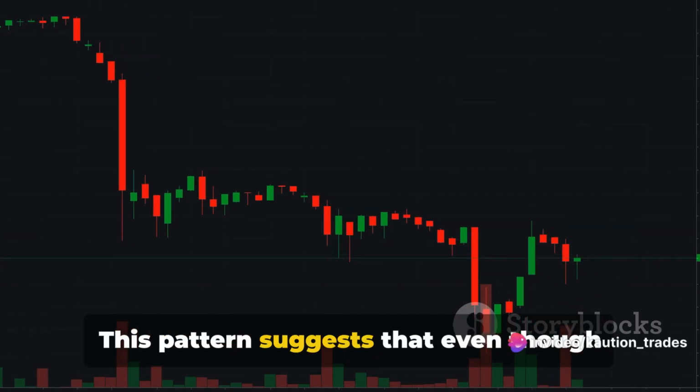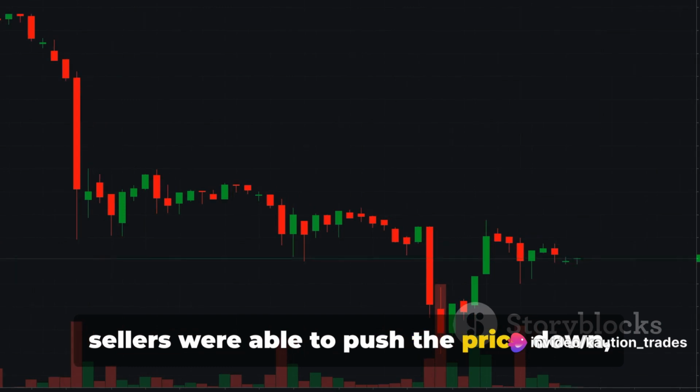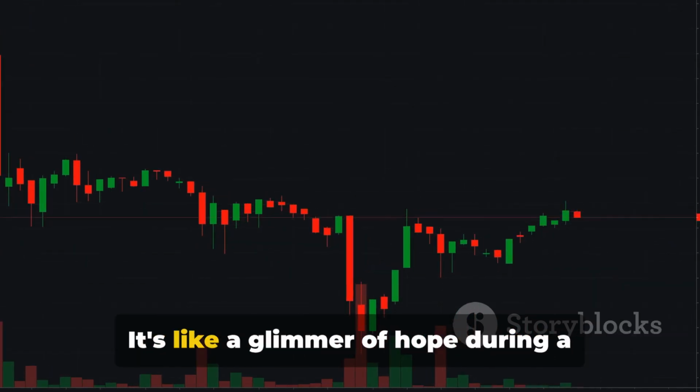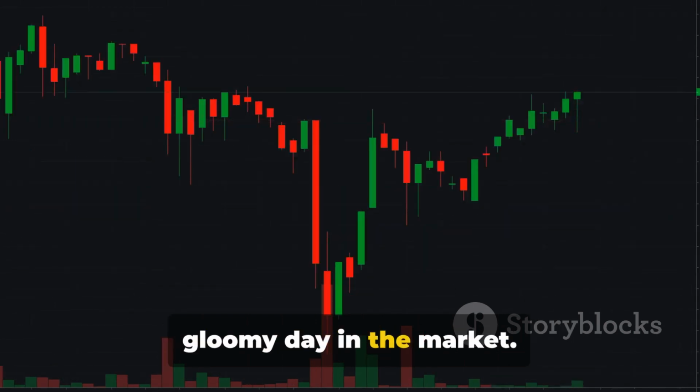This pattern suggests that even though sellers were able to push the price down, buyers fought back and drove the price up again. It's like a glimmer of hope during a gloomy day in the market.